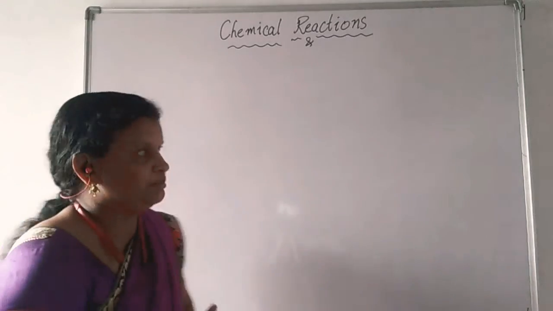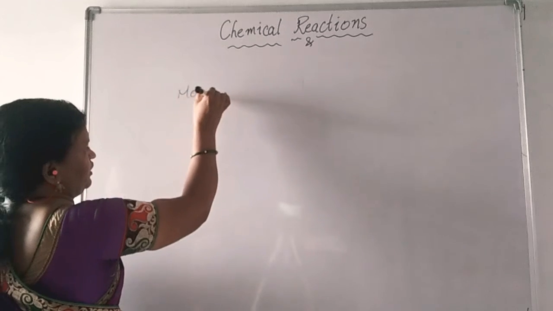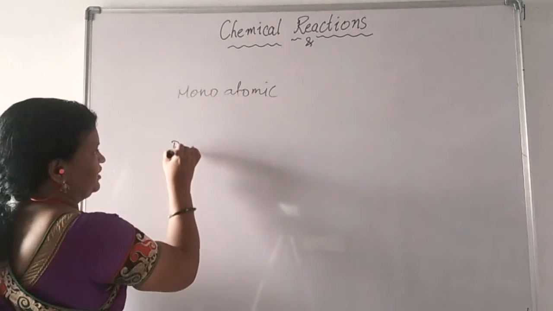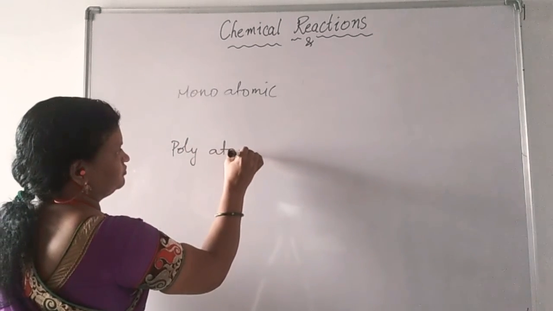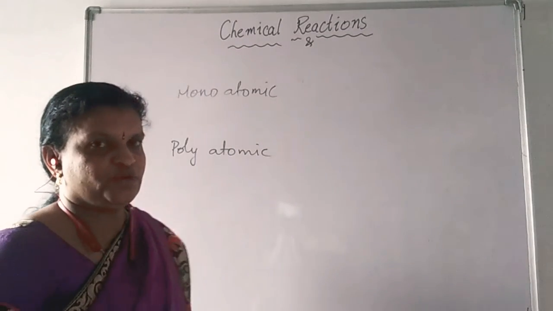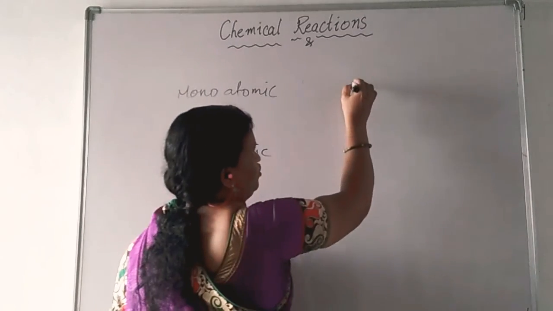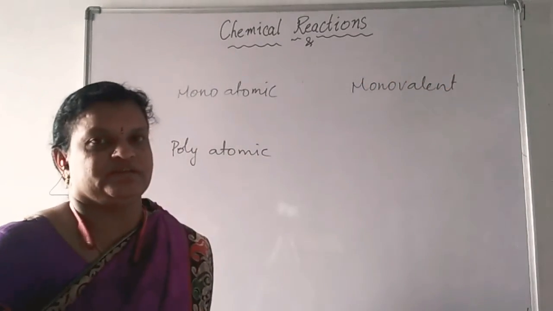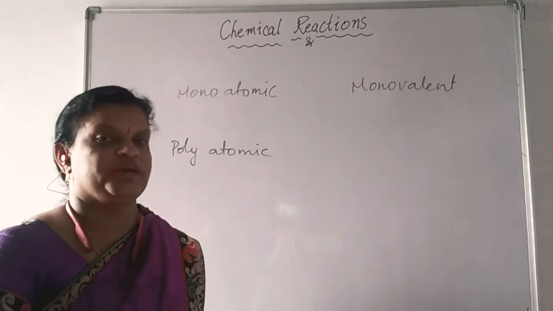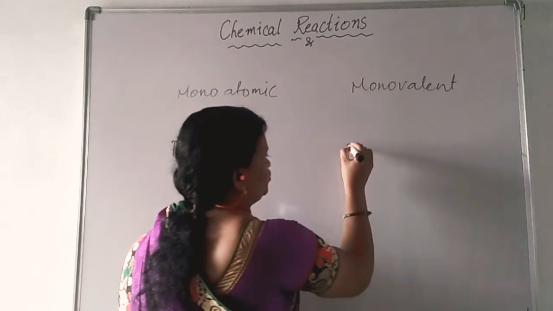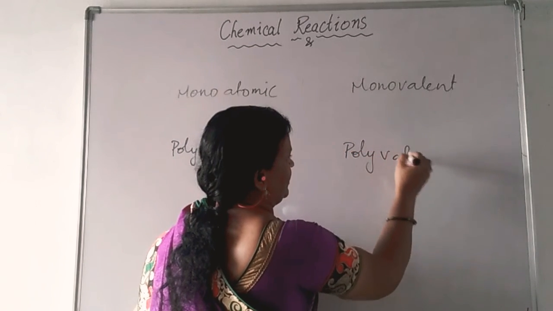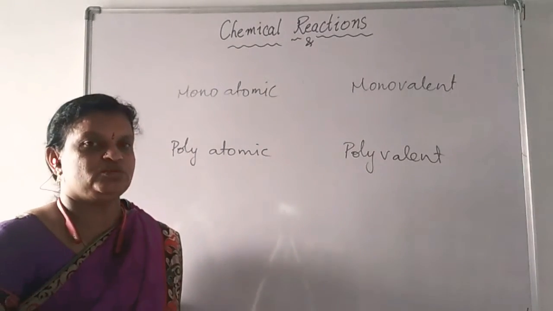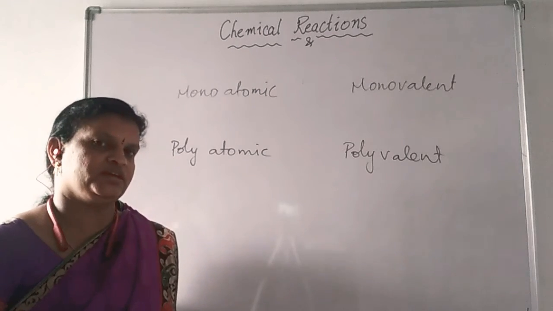So, based on the number of atoms, monoatomic means only one atom is there. If more than one atom is there, polyatomic. Same like that, if only +1 or -1 is there, monovalent ions. If more than 1, like +2, +3, -2, -3, -4, those are called polyvalent ions. Polyvalent can again be classified into divalent, trivalent, tetravalent, pentavalent, like that.